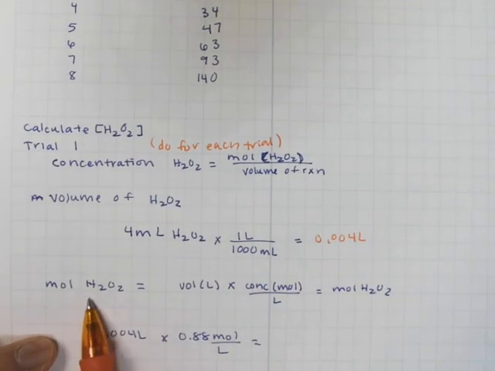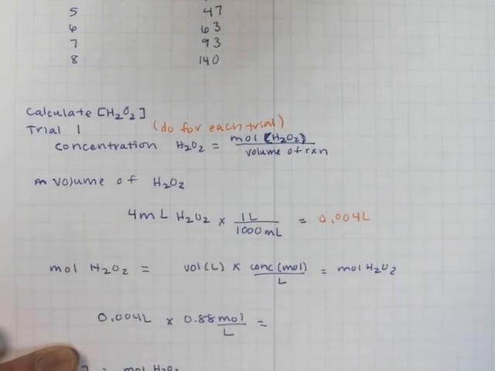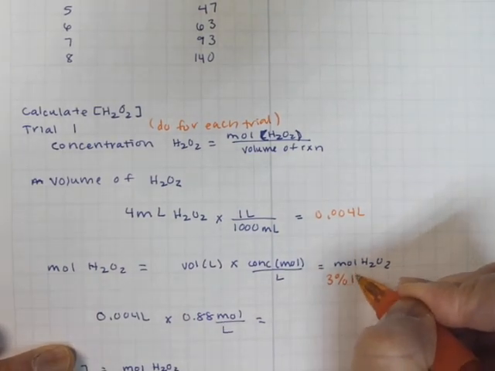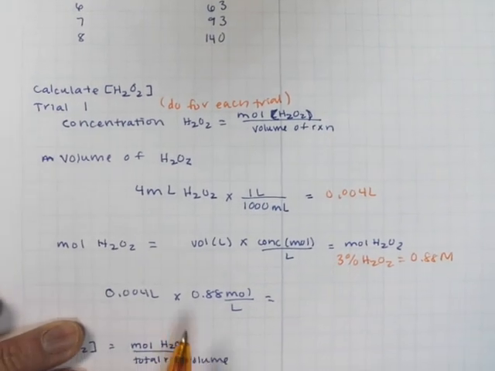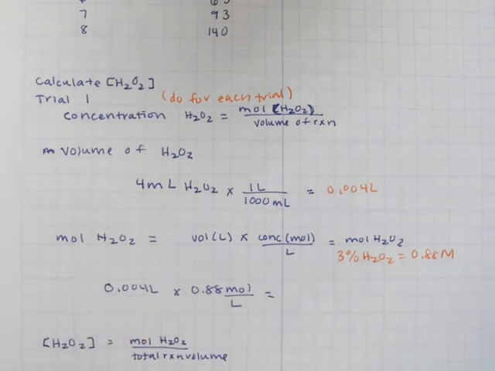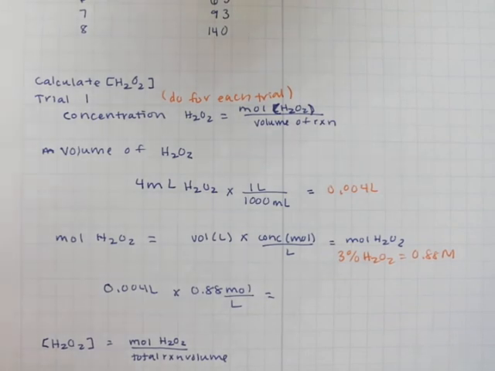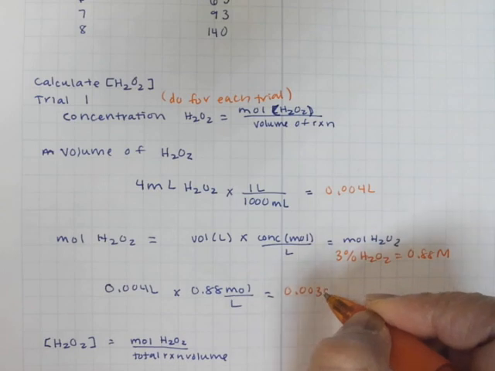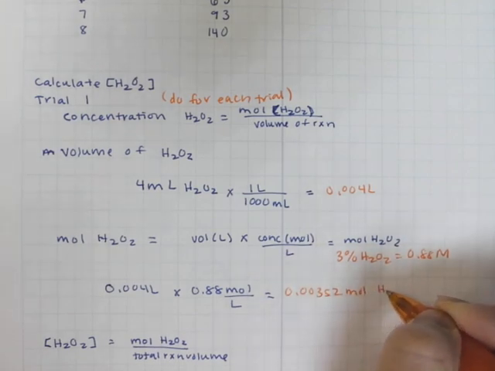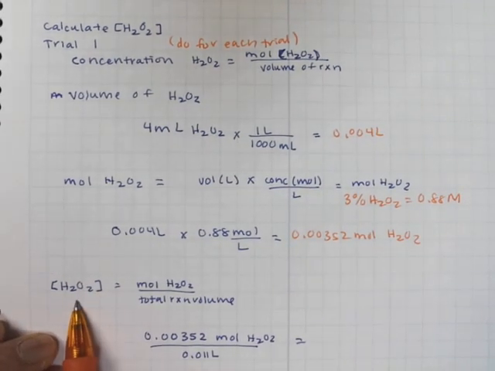So again, just doing a quick conversion here. And then to get the moles of hydrogen peroxide, you have the volume that you use times the concentration of hydrogen peroxide, and that will give you the moles of H2O2. So the concentration of the 3% hydrogen peroxide equals 0.88 molar. So that's what I have here, 0.004 liters times 0.88 moles per liter. And that will give us 0.00352 moles of H2O2.